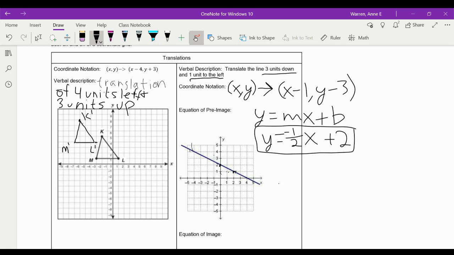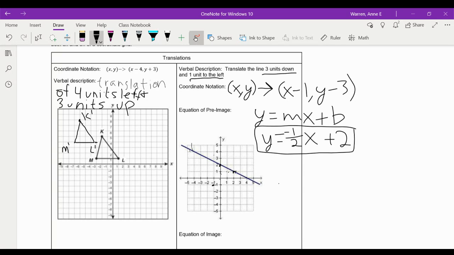Now that I have that, I'm going to go ahead and translate this line. So I'm actually just going to pick one point. I'm just going to pick that y-intercept because that's the point that's clearest to me. And I'm going to translate that point 3 units down and 1 to the left. So as I move 3 units down and 1 to the left, my y-intercept is now at the coordinate (-1, -1). Since this is a straight line, I only have to plot that one point, and then I can use the slope, right? I'm translating, so I'm not changing the slope. I'm just shifting where the line is.